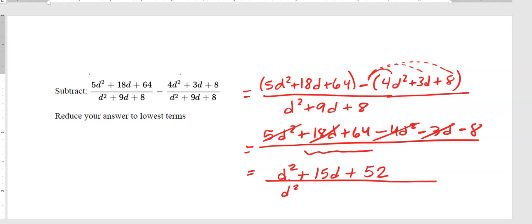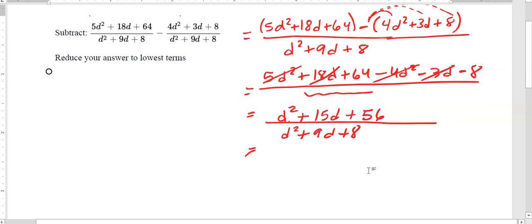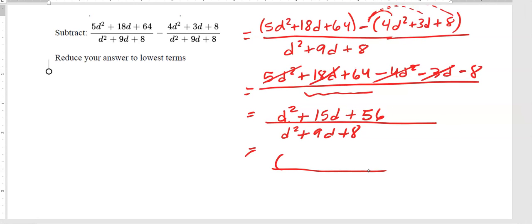And my denominator, well, that's not right. 64 minus 8 is not 52. That's going to be 56. That sounds better. And then my denominator, I go ahead and write in now because now I need to simplify. My last step is always simplifying, and the way I simplify is I factor, and then I look for common factors to divide out. So using whatever method you like, you can factor these.